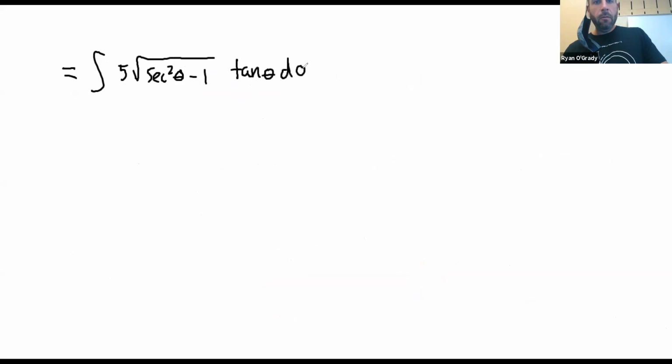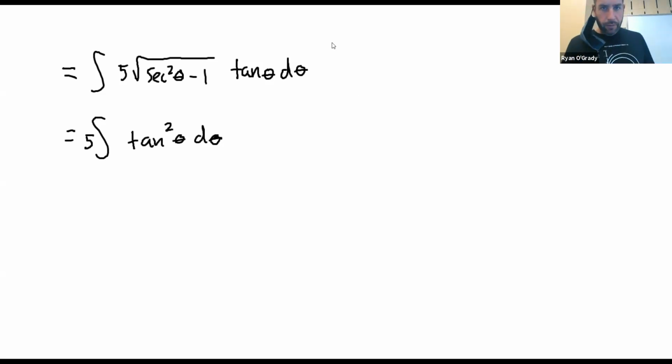This is the integral of 5 times the square root of secant squared theta minus 1, and then there's a tangent out here. And then the 5 can come outside, and then this becomes tangent squared d theta.